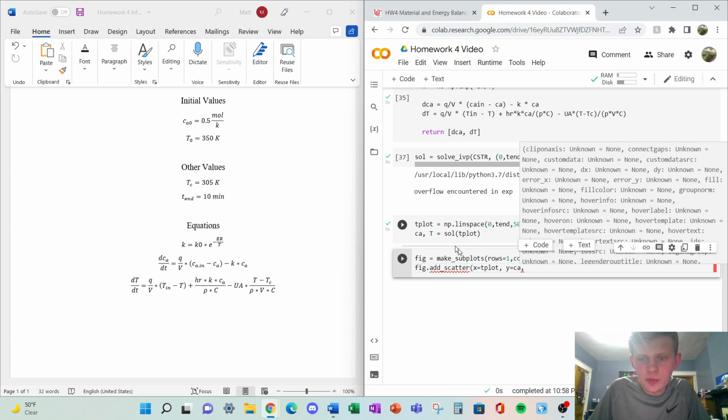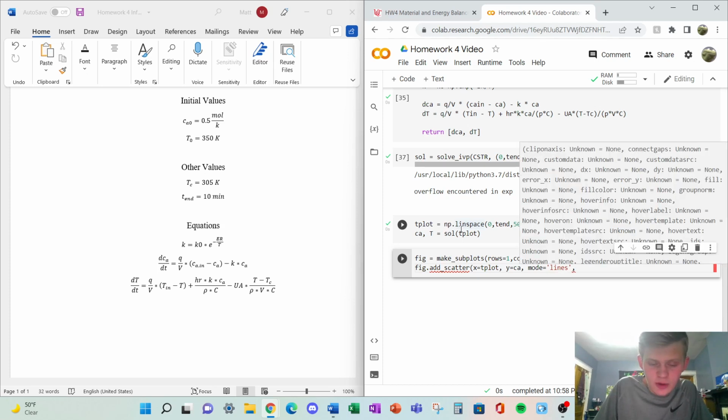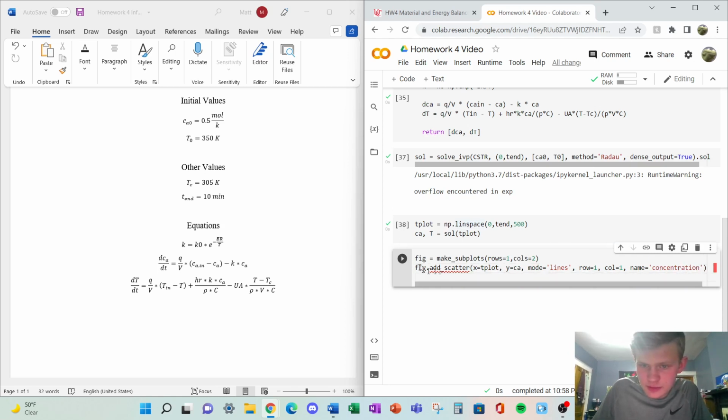And the next thing we want to do is make our mode to be lines, so we don't have a bunch of points. And then we want to set this particular function to our first row and our first column, so it's going to be row 1 and then column 1. We also want to name this graph Concentration. And this should be good.